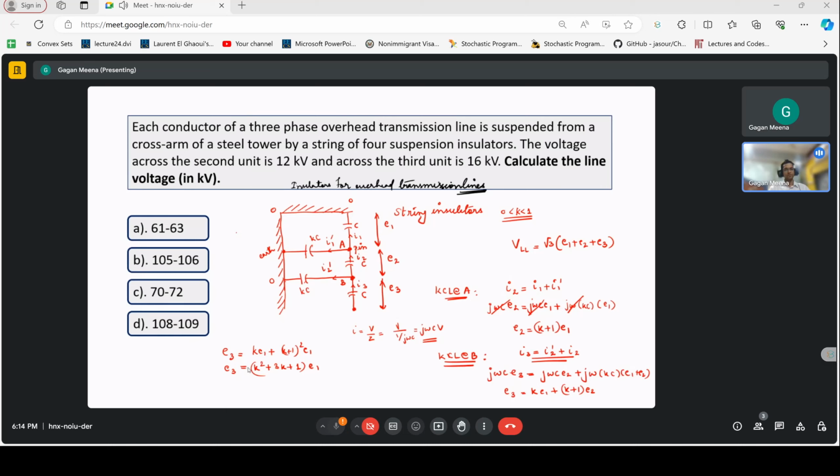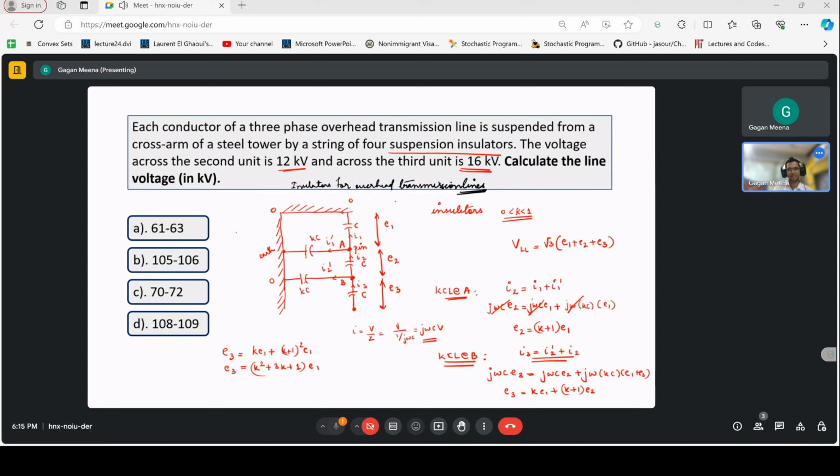So we have these suspension insulators, and the voltage across the second unit is 12 kV. Voltage across the third unit is 16 kV. And we have to calculate the line voltage. Let me just write this part.